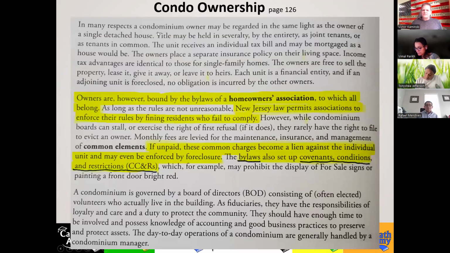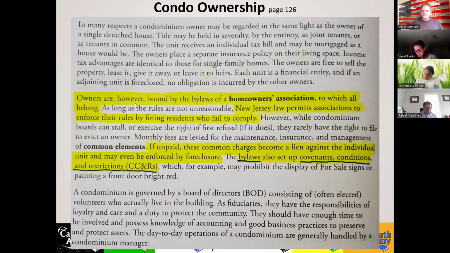So in many respects, condominium ownership may be regarded in the same light as the owner of a single detached house. Title can be held in severalty, by the entirety, as joint tenants or tenants in common. The unit receives an individual tax bill and may be mortgaged as a house would be. The owners place a separate insurance policy on their living space. Income tax advantages are identical to those for single-family homes. And the owners are free to sell the property, lease it, give it away, or leave it to their heirs. Each unit's a financial entity, and if an adjoining unit is foreclosed, it doesn't affect your unit.